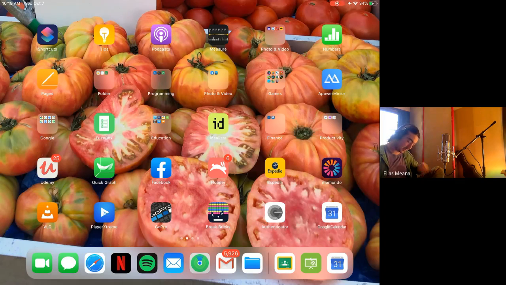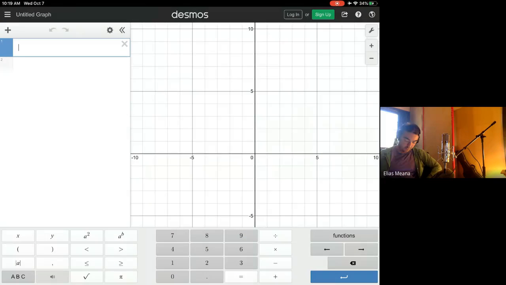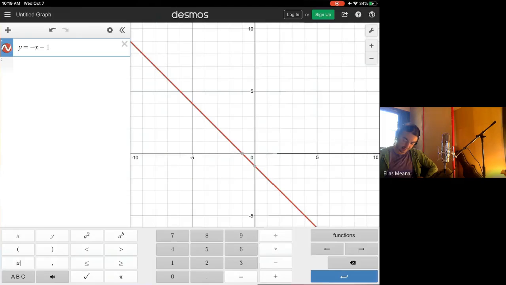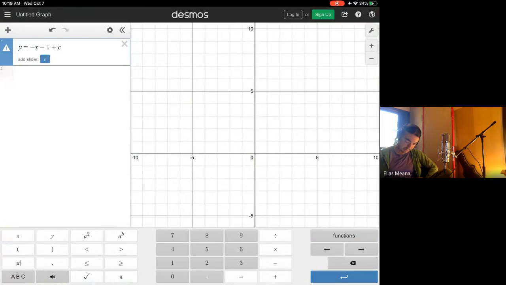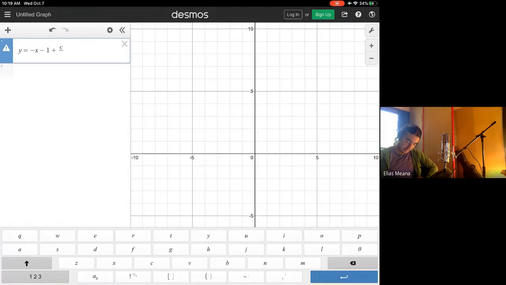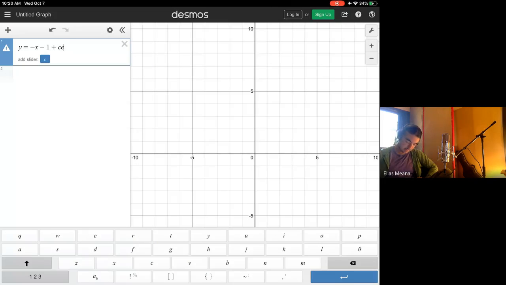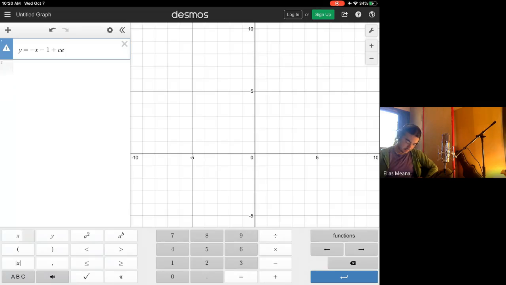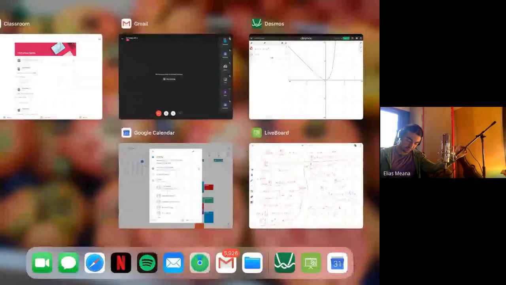Where is Desmos? Where do I have Desmos on here? There we go. All right, so our solution was y equals minus x minus 1 plus a constant. I'll plug in the constant over e to the minus x, so I'll just write it like this, times e to the x. Right? So I need to add a c.